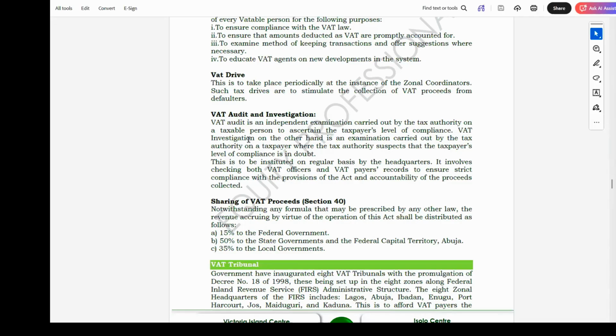So after FIRS has collected everything, and after removing their administrative charges, it will now be shared in accordance with this ratio to each of the relevant tax authorities. So any question? Any question?